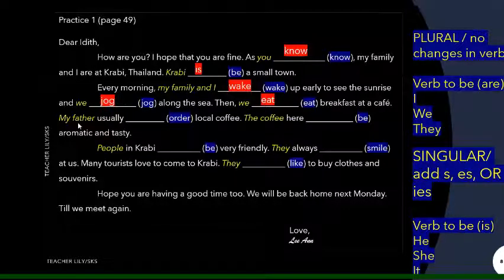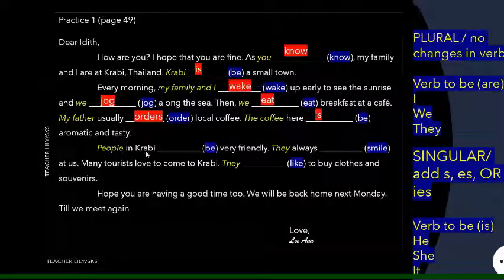My father. Is it here or here? Yes, correct. Singular. My father, he. My father orders. Yes, you add S. Orders local coffee. The coffee. Is it here or here? Eat, right? So the verb to be is. Here, is aromatic and tasty.